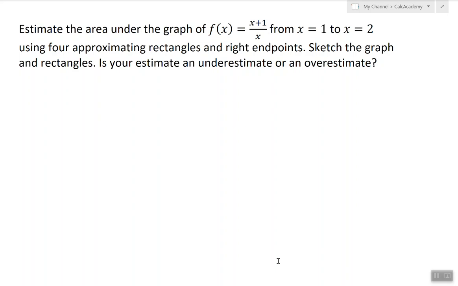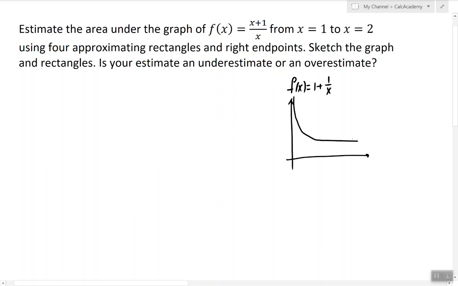In this video, I will show you how to estimate the area under the graph of a given function on a given interval. So in this case, we have a rational function (x + 1)/x, which can be written as 1 + 1/x. Knowing this can help us to graph the function real quick. It's just the reciprocal function shifted vertically 1 unit up. So it looks something like this.